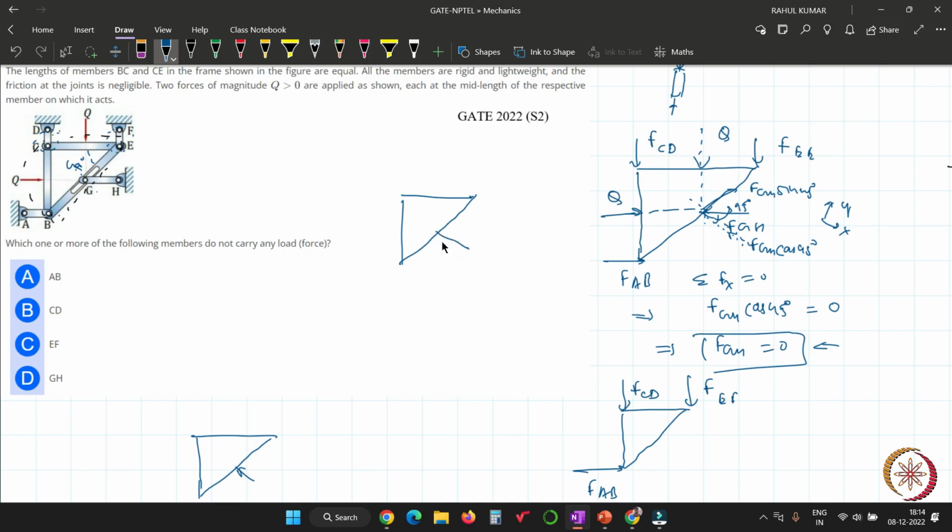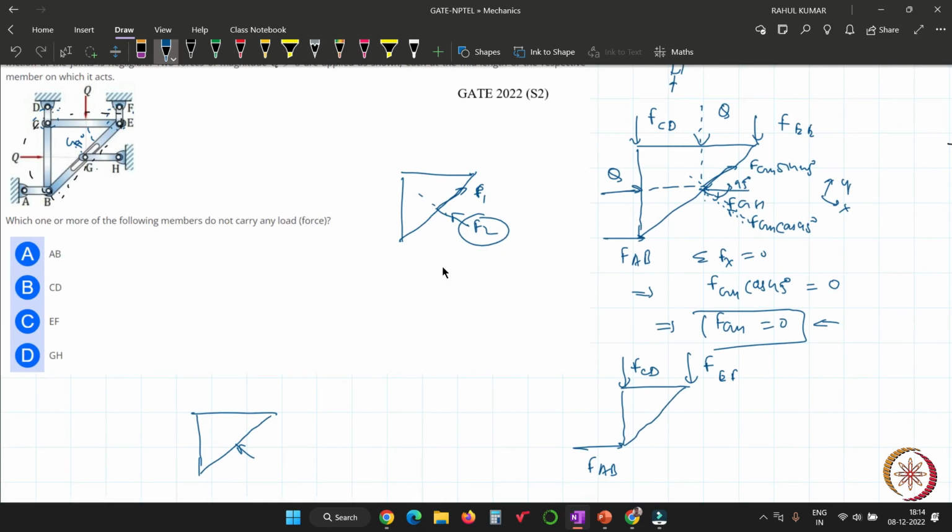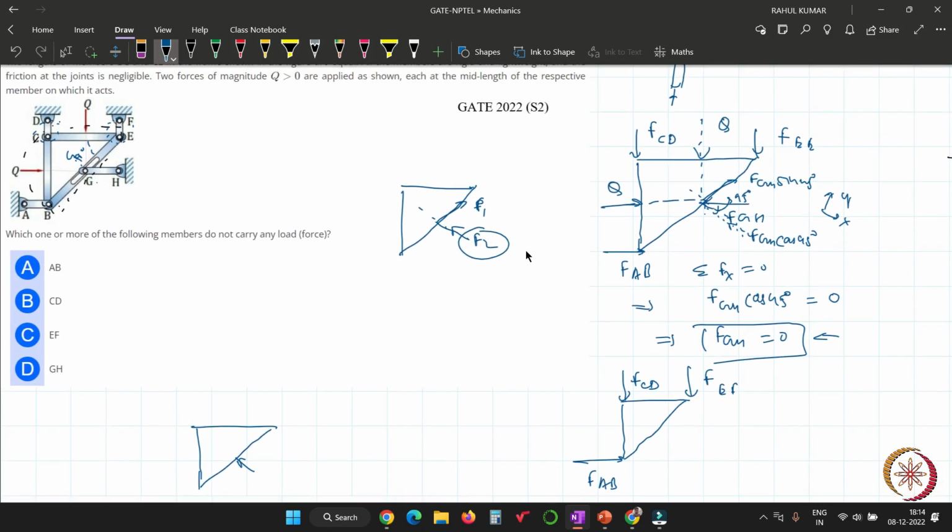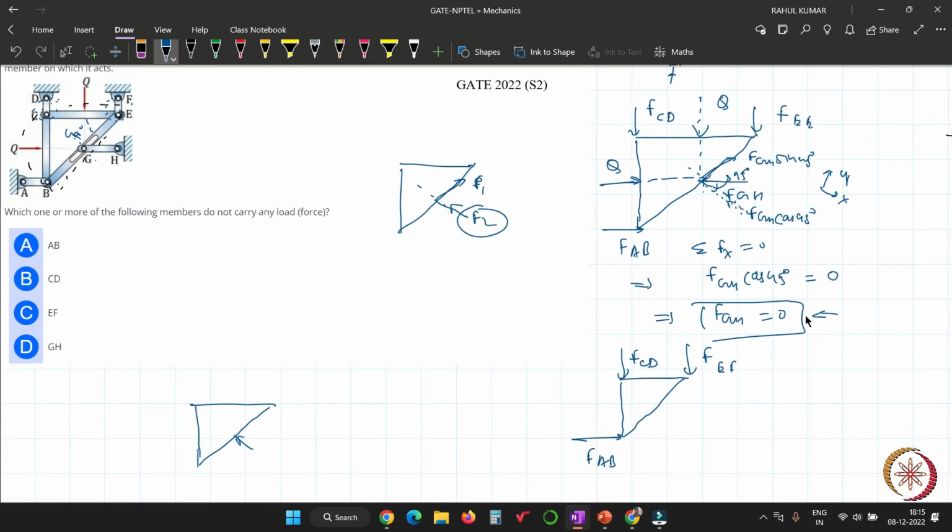Suppose one force is in this direction and another force in this direction, F1 and F2. Still F2 is 0, because there is no force to balance this force. Still you will receive the same result. It doesn't matter, because anyhow you have to apply the equation of equilibrium, and you will receive the same result. It doesn't matter.